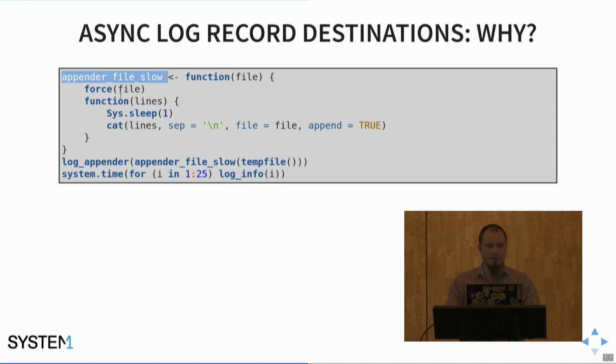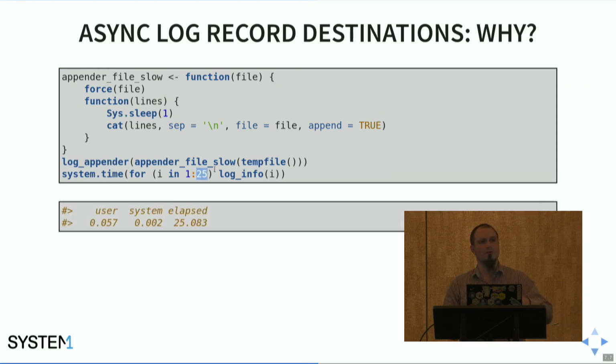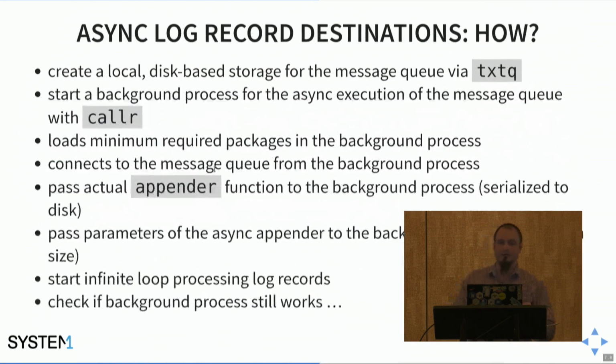So this is just writing to a given file, but doing that pretty slowly after sleeping for a second. So once you start using this appender and you log 25 lines, you can guess what happens here. This script runs for 25 seconds, not doing anything besides logging. So if you are using that in a production application, you are blocking your production job by logging, which is not cool at all. Instead of that, there's an async way of delivering the log record to the destination.